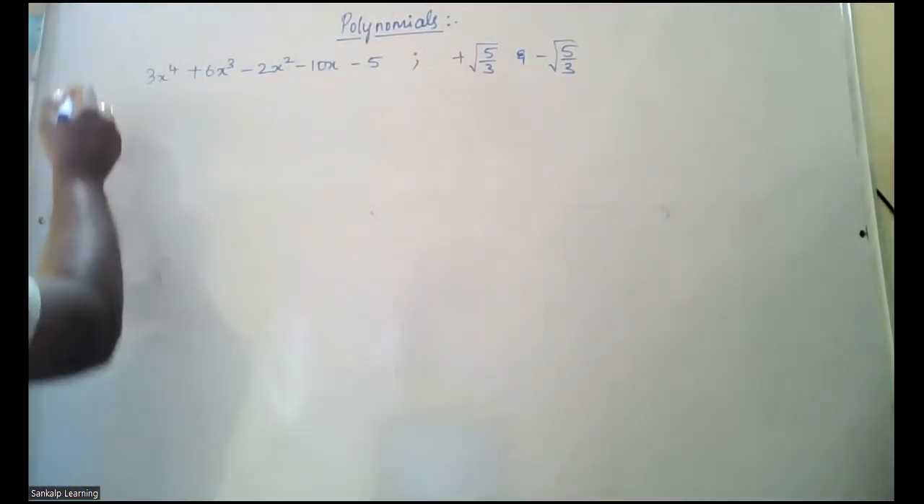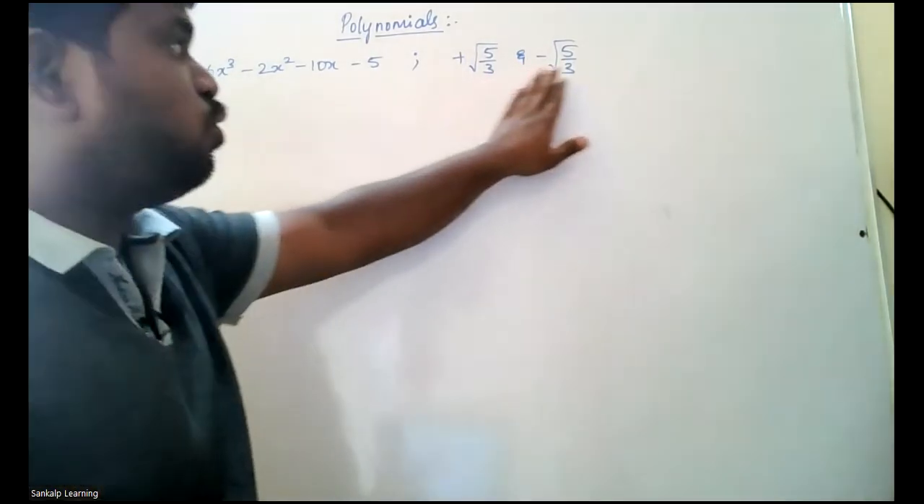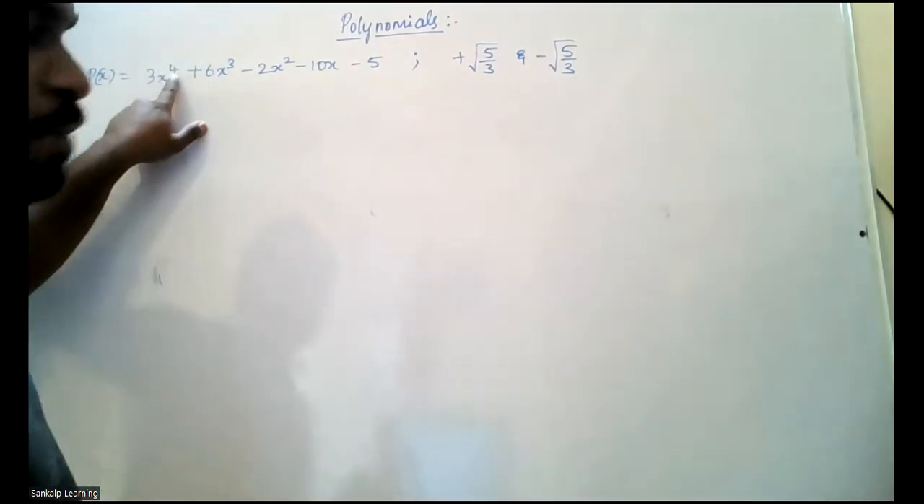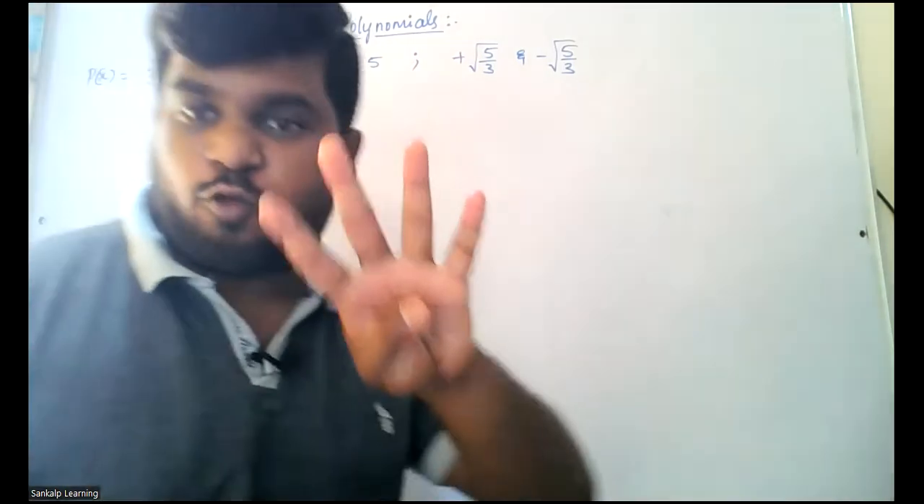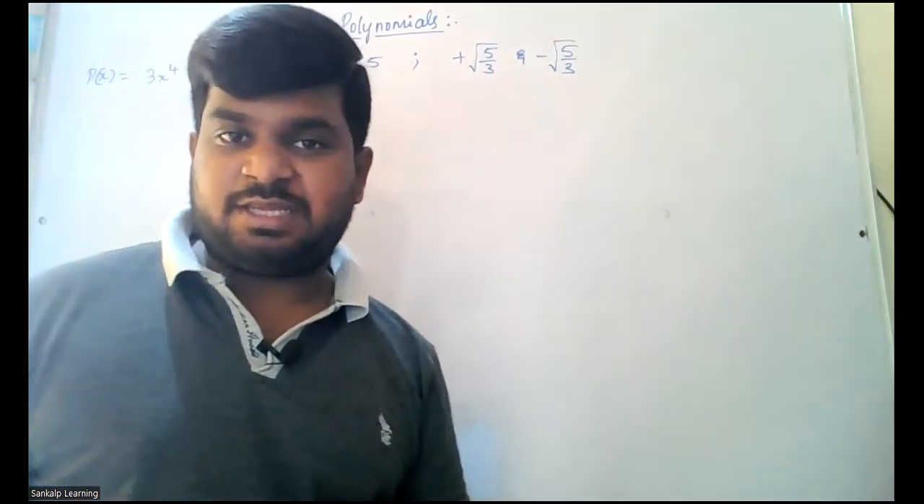So let's take the given polynomial. This is the given polynomial. Let's take it as p of x. Okay, and these are our 2 zeros. If you observe, the highest power is 4. Therefore, we should get 4 zeros. But they have given us 2 zeros. Using this, we have to find the remaining zeros.